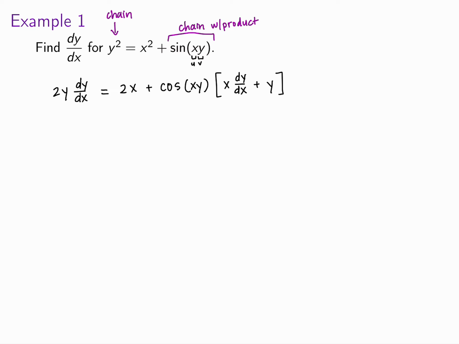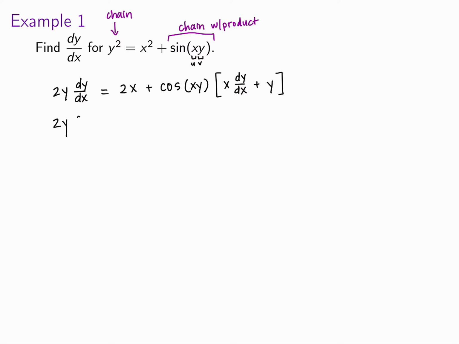So here's my first step. I have found the derivative of each piece. Now I want to rearrange and simplify and solve for dy/dx. So I see a dy/dx here, and I see another one hidden over here. But notice this piece is multiplied in by cosine of xy. So I'm going to distribute first before I move everything to one side.